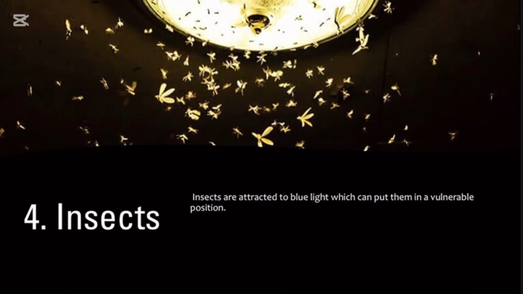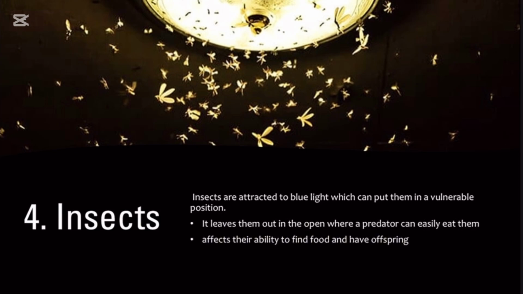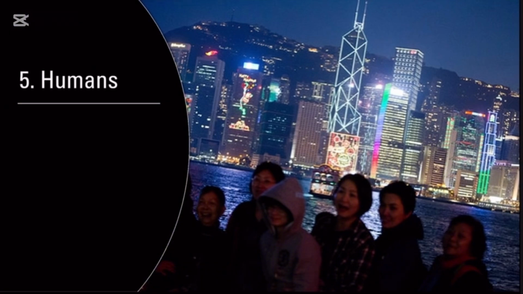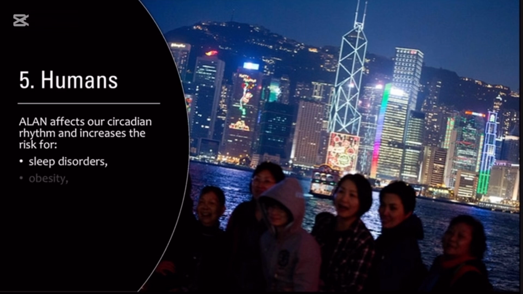Insects. Insects are attracted to blue light, which can put them in a vulnerable position. It leaves them out in the open where predators can easily eat them, causing problems in the food web as their populations dwindle. Artificial light can also affect their ability to find food and have offspring. Believe it or not, humans are also on this list. ALAN affects our circadian rhythm as well as increases the risk for sleep disorders, obesity, depression, diabetes, and heart disease.